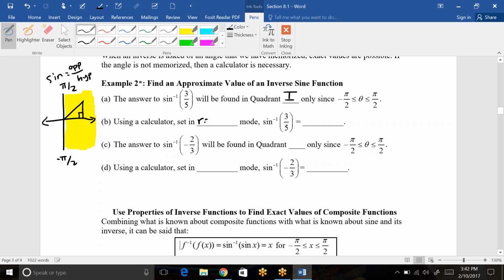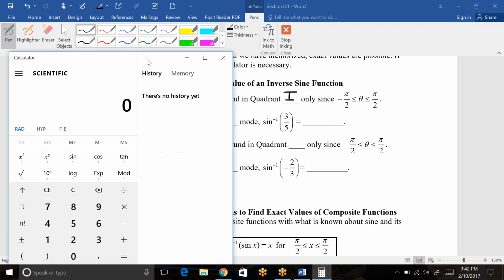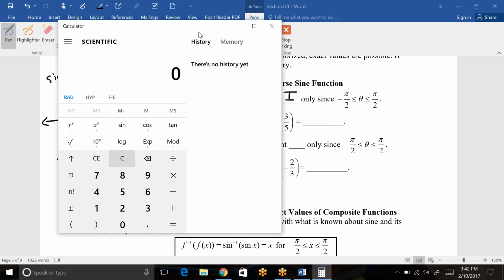And then we always set our calculator in radian mode if it doesn't have a degree symbol. You assume that you're in radians if there's no degree symbol. So I'm going to go over to my calculator and set this up into radians. And mine, remember, is a little bit backwards. So here's how I have to do it.